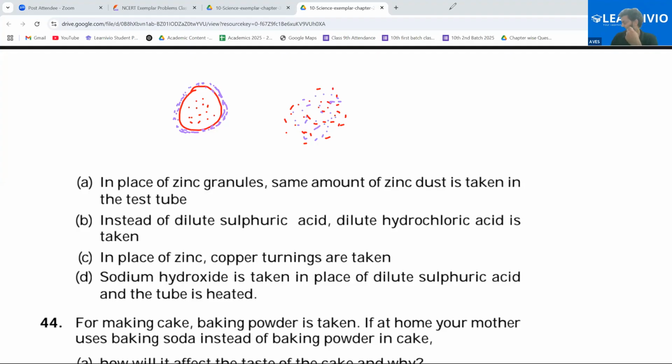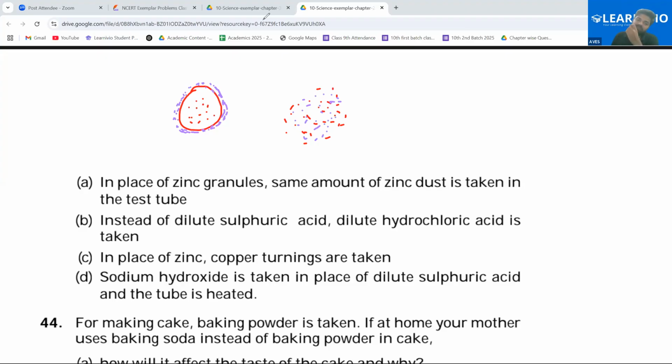समझ आया? Yes, sir. It is not an MCQ question, we have to answer all the parts. Instead of dilute sulfuric acid, if we took dilute hydrochloric acid, तो क्या होगा? No, the reaction will be at the same rate because both are strong acids, but the salt formed will be different this time.